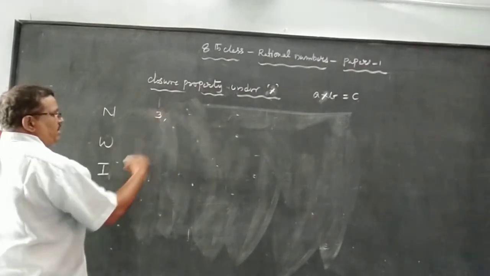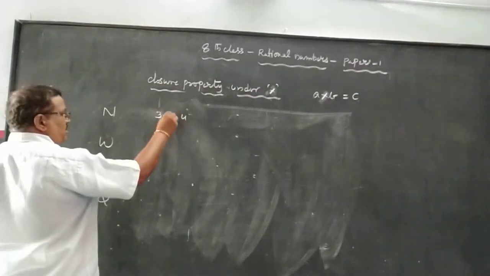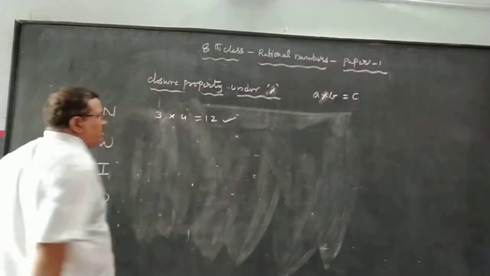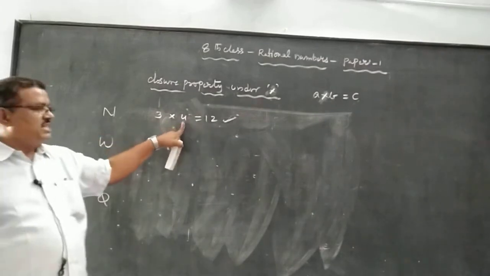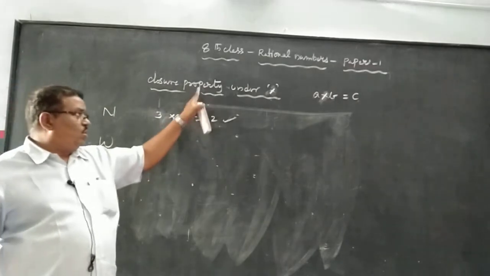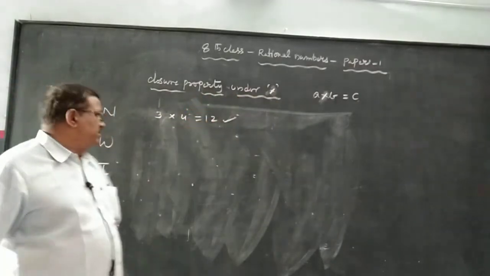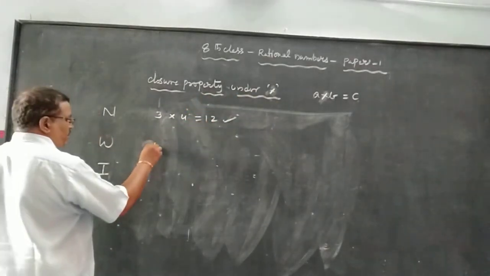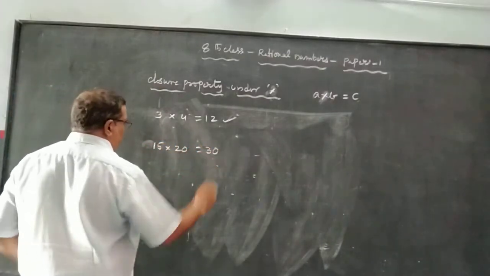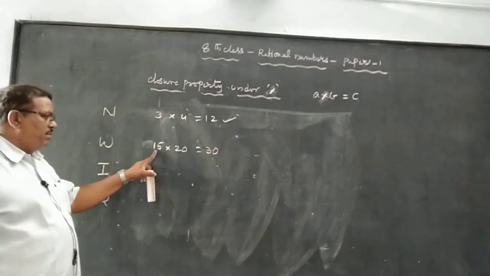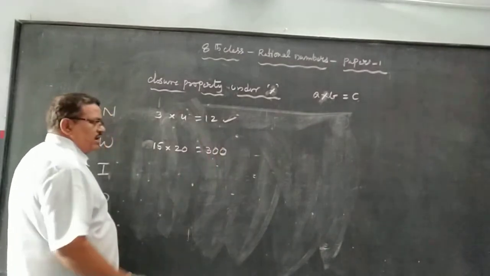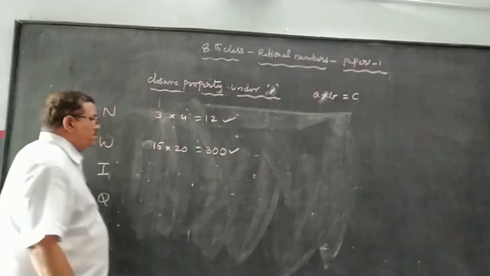3 is a natural number, 4 is another natural number. The product of them is 12. So, the product of two natural numbers is another natural number. Closure, therefore, natural numbers will satisfy the closure property under multiplication. In the similar manner, 15 into 20 is 300. 15 is one whole number, 20 is another whole number. The product of them is 300. 300 is also a whole number.